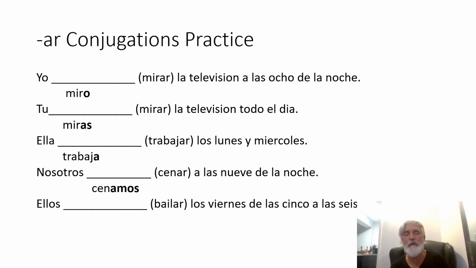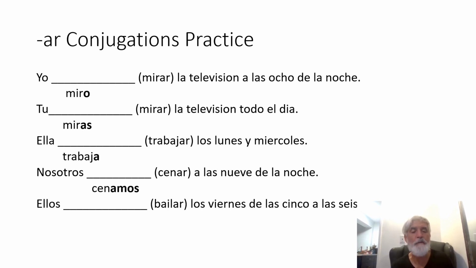Finally, we have bailar, another AR verb. Bailar, of course, is to dance. We want to say they dance on los viernes, on Fridays, de las 5 a las 10. So they dance on Fridays. De here means from. Las 5 means 5 o'clock. Whenever you've got to have those definite articles before the digits to give the time. A las 6. Las 6 means 6 o'clock. All right. So they dance on Fridays from 5 to 6 o'clock.